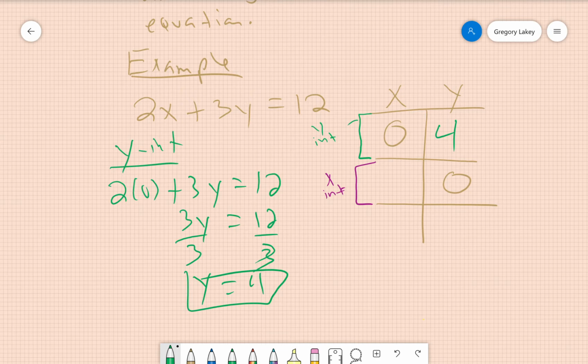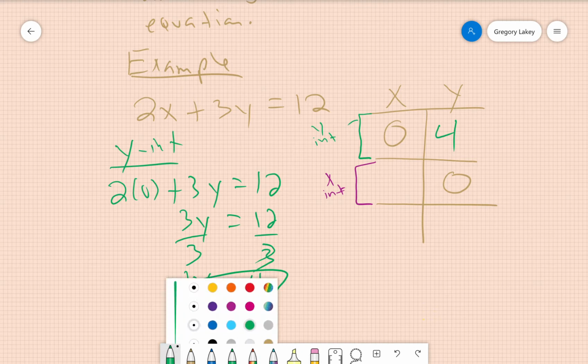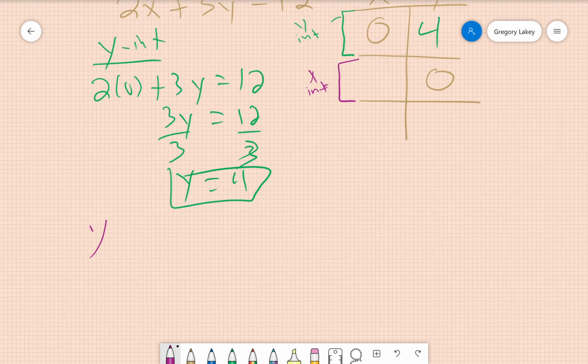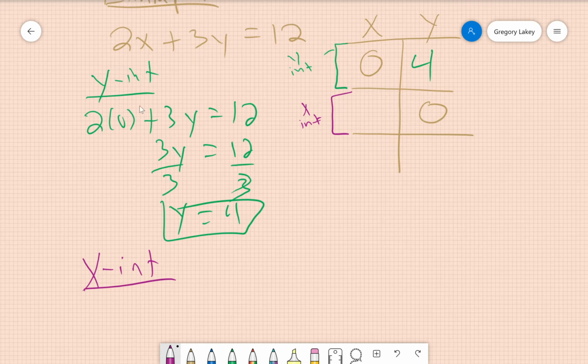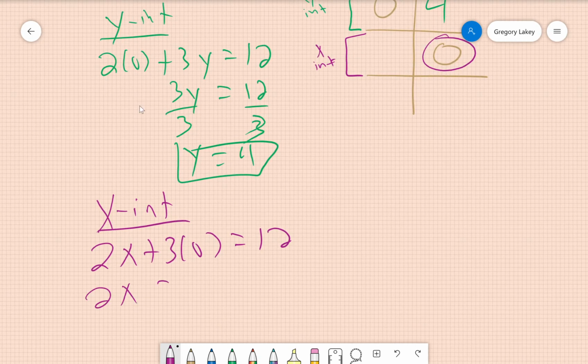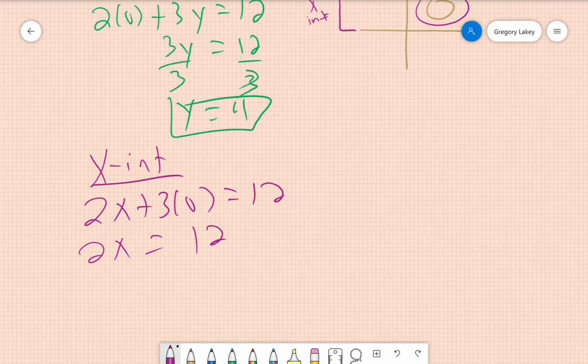So right when I pull it into the box, I know exactly which intercept it is, because I already labeled it. I'm trying to cut down the confusion. Now let's go ahead and find the x-intercept. Same thing, I'm going to label it x-intercept. For that one, I know I have to replace y with 0 because it shows me right over here in this box. So I have 2x plus 3 times 0 equals 12. 2x equals 12. Divide by 2 into both sides. So then we have x equals 6.